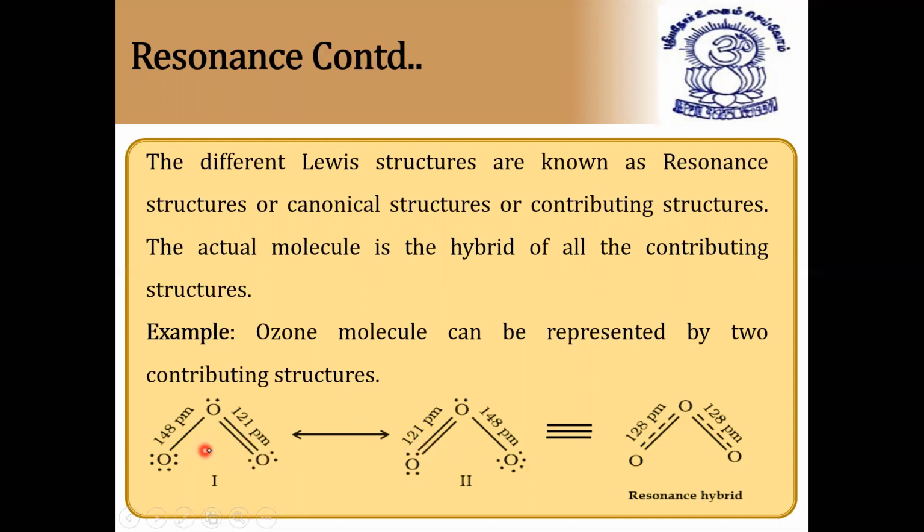So ozone can be best represented in two ways. The resultant ozone structure is called the resonance hybrid, where both sides have equal bonds and the average bond length is 128 picometers on both sides. This is called the resonating structure of ozone, the resonance hybrid of ozone. I hope it is clear. This is the resonance topic and resonance structures.